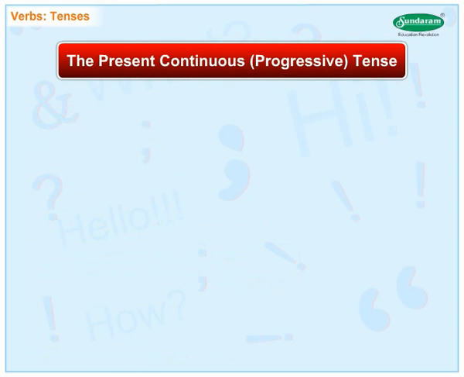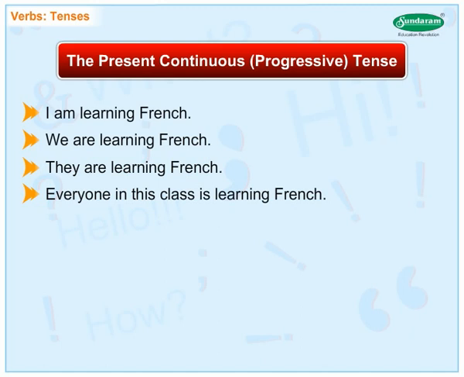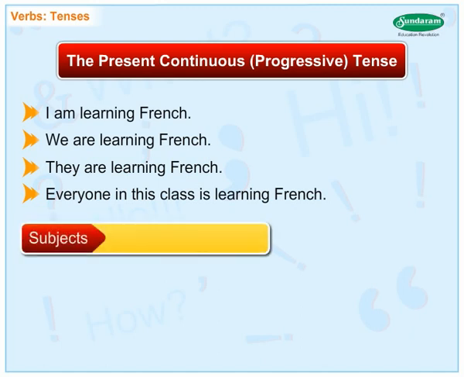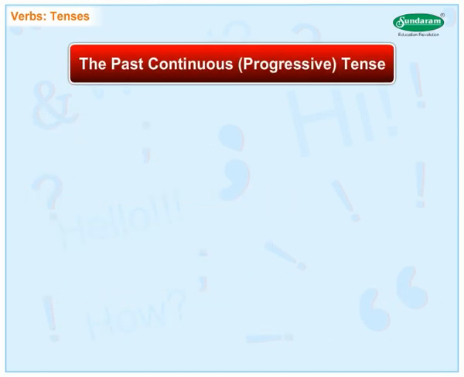The present continuous progressive tense. I am learning French. We are learning French. They are learning French. Everyone in this class is learning French. The subjects are I, we, they, everyone. The verb to learn takes the present tense of the verb to be before it in the present continuous progressive tense.